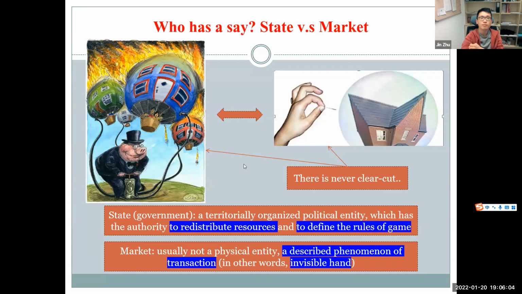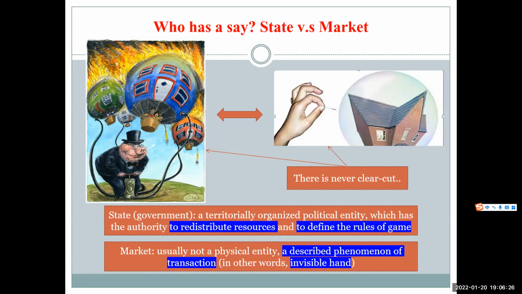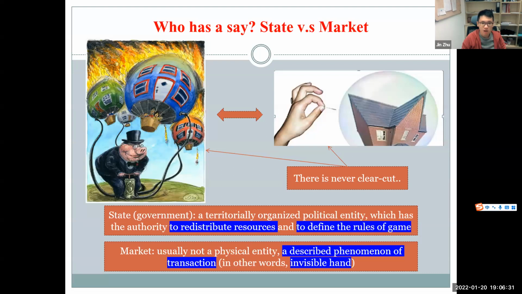Then, who has a say in housing finance, state or market? I think both, in my opinion, because for the state, it is very important to redistribute resources and define the rules of the game. And for markets, although it is not a physical entity, it is a described phenomenon of transaction. So, as we often say, the market is an invisible hand.